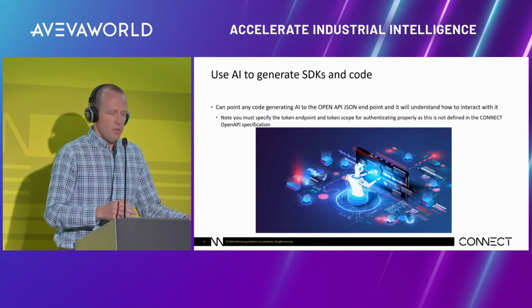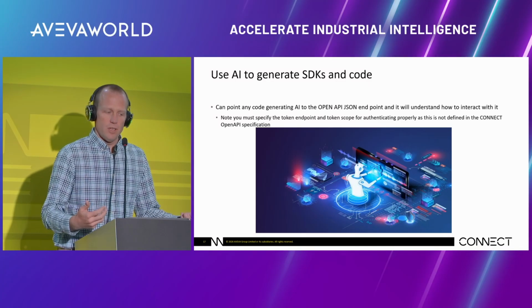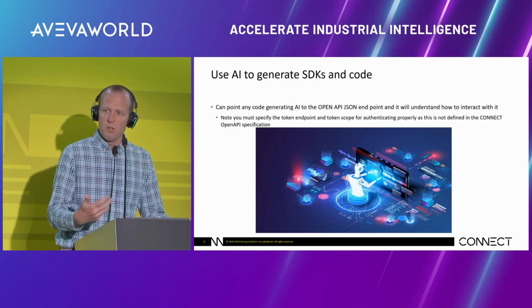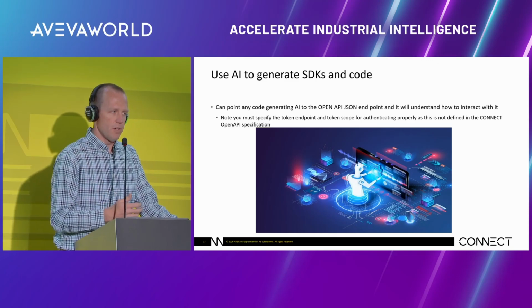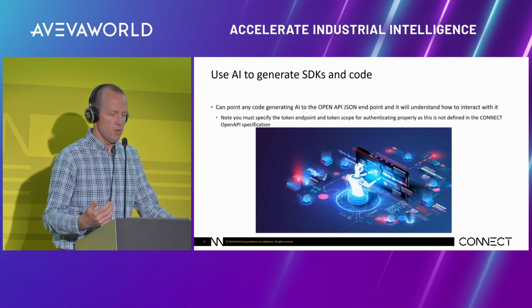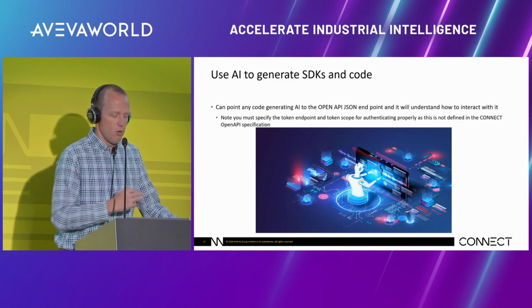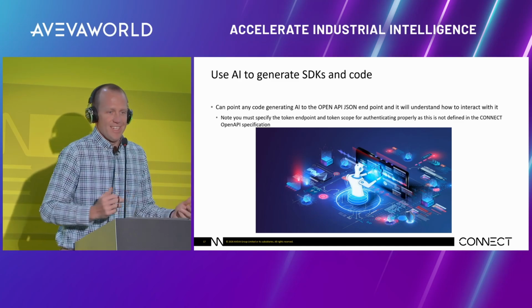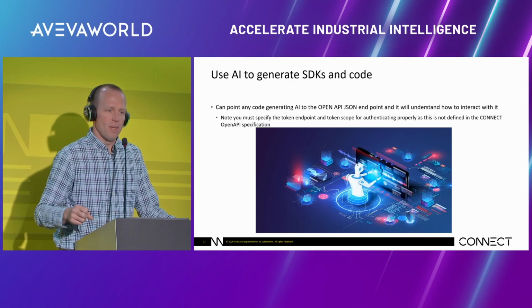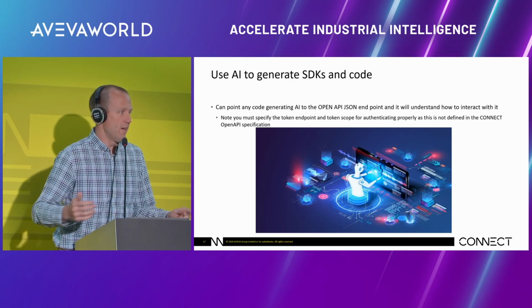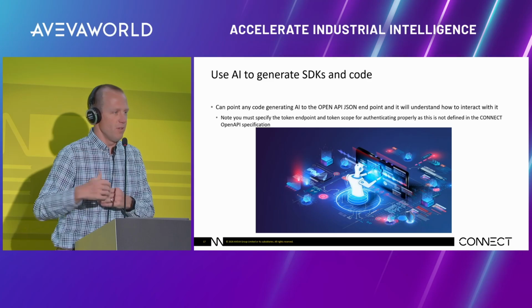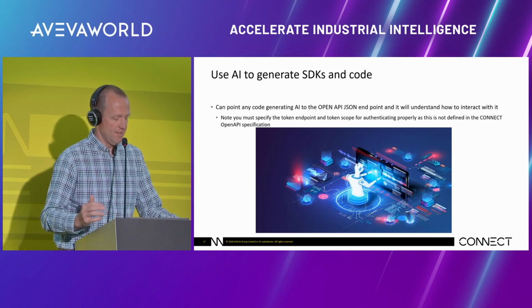Going a step further, you can use AI to generate your SDKs and code too. So you don't have to use something like Kiota to create your SDK library for interacting with Connect. You can just ask your favorite AI code generation tool to go to the OpenAPI spec, and it will understand how to interact with it. I mean, it's a standard format, so it knows how to do it. It's done this lots and lots of times.